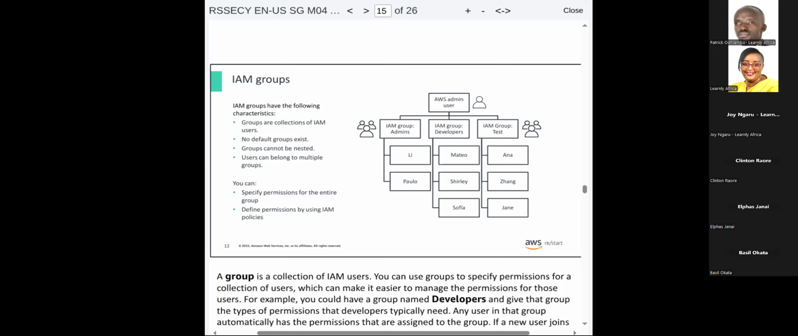So the key features: number one, user collections. It groups IAM users, but it does not group applications, just IAM users. It groups IAM users who have the same permissions. There are no default groups. You have to create them, explicitly, manually create them.